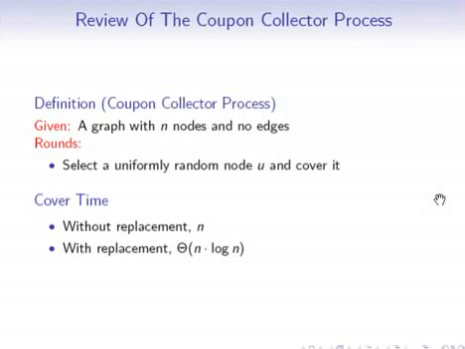A way to view this process is that originally we're given a graph with n nodes and no edges, and we proceed in rounds where in each round we select a uniformly random node u and cover it. It's well known that this process, without replacement, has a cover time of n, which means that it takes n rounds to cover the entire graph. And with replacement, it takes theta n log n rounds to cover the entire graph.